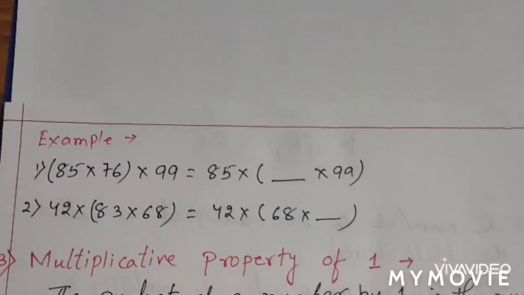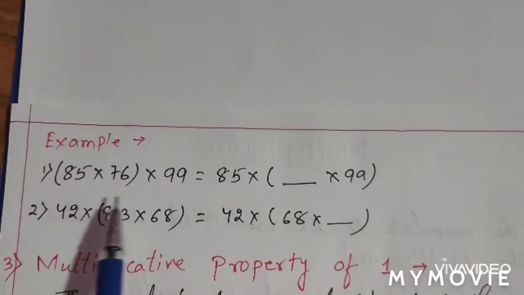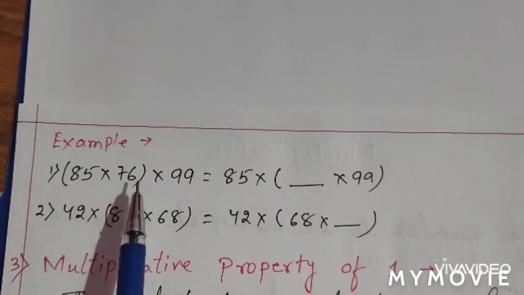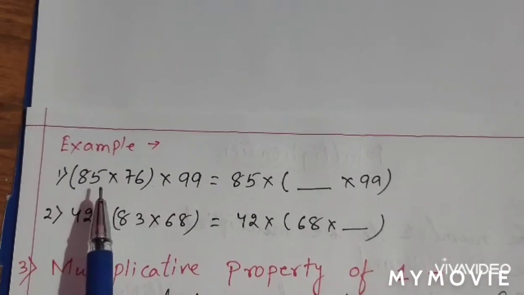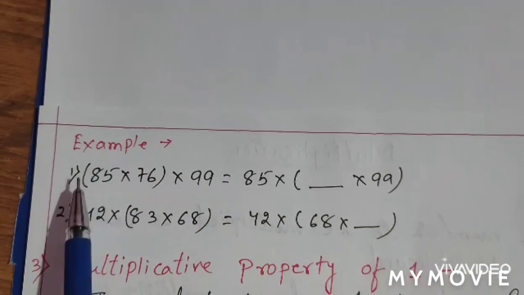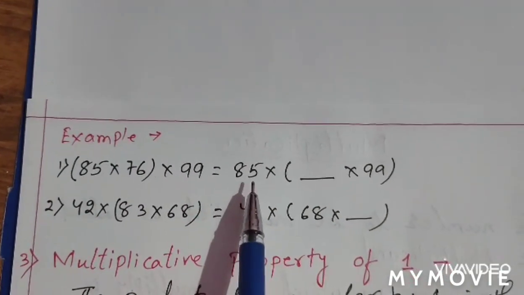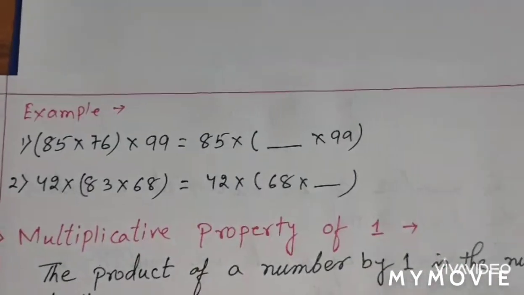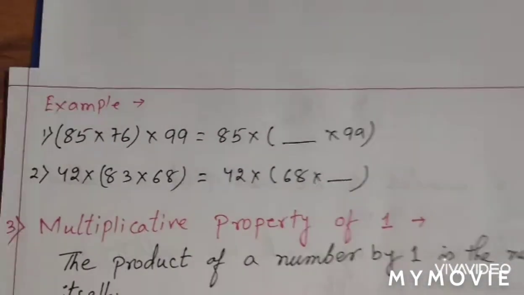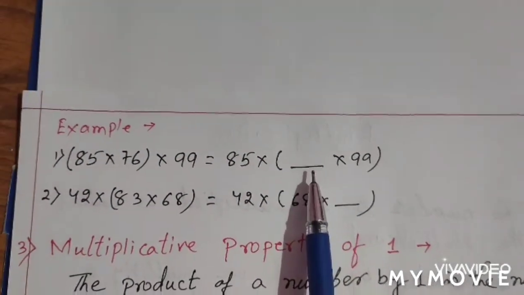Yes, here is the example. Just see, this is one group. Okay, in bracket I have put it over here. Just see, three numbers are being multiplied, 85 into 76 into 99, but this part is given in bracket, equals 85 into dash into 99. Okay children, you can see that. What should I write over here in these blanks?